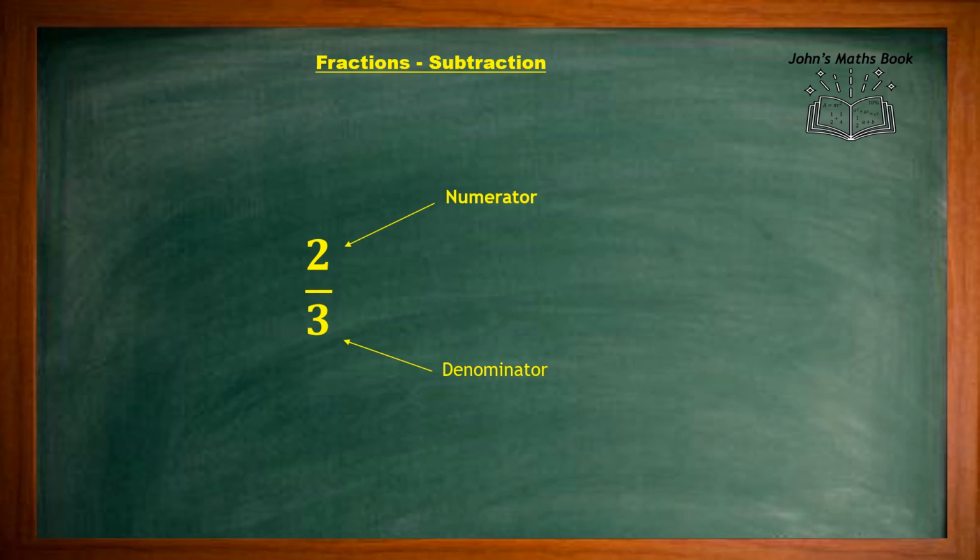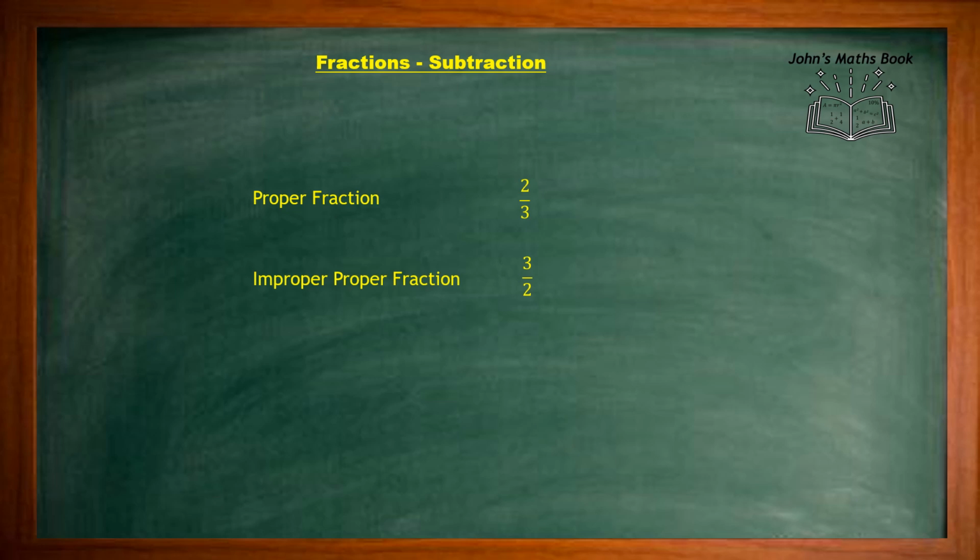So I've just written a fraction here of 2 divided by 3, and the 2 represents what we call the numerator, and the 3 represents what we call the denominator. So now we understand the numerator and the denominator, let's look at two different types of fractions.